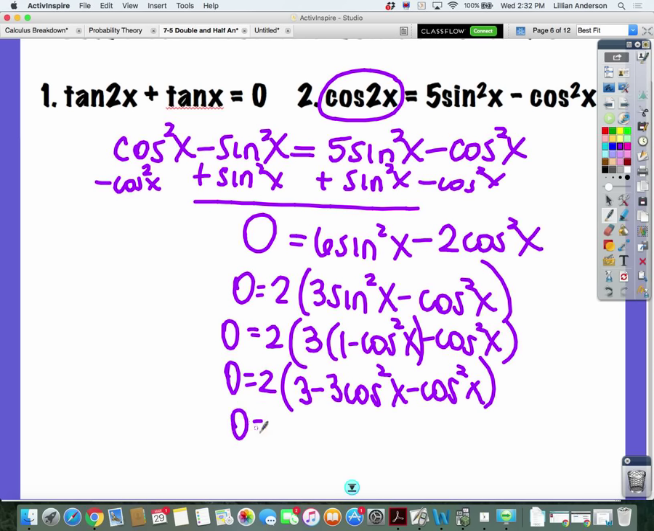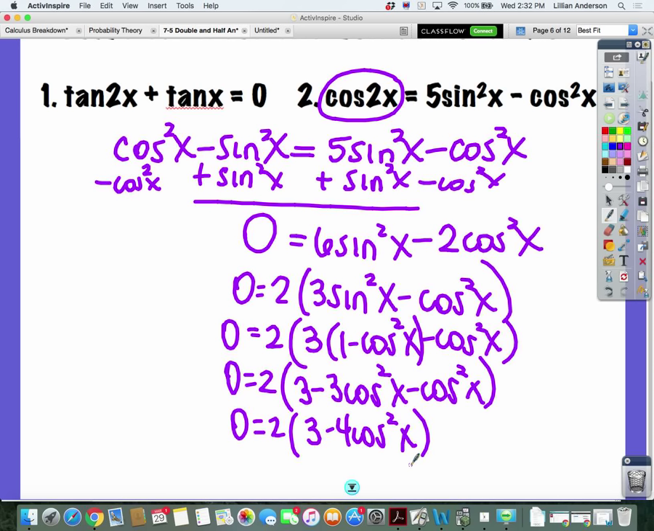Combine like terms. And now, Tanner, what can I do? I could use the zero product property. If I distribute, that's fine. But since I already factored it out, I can just set both factors equal to 0.